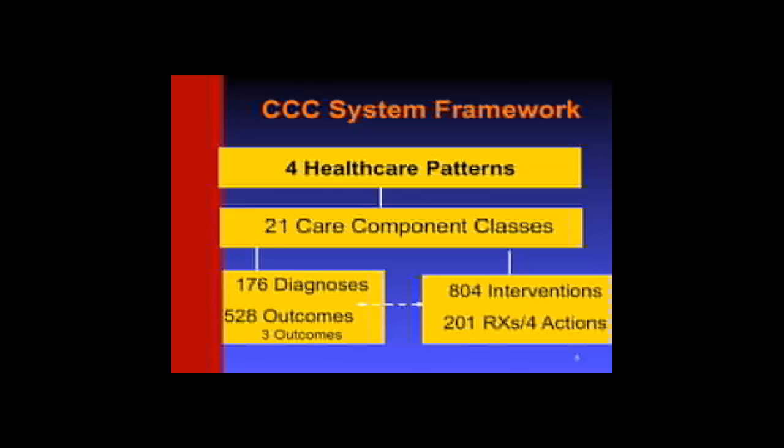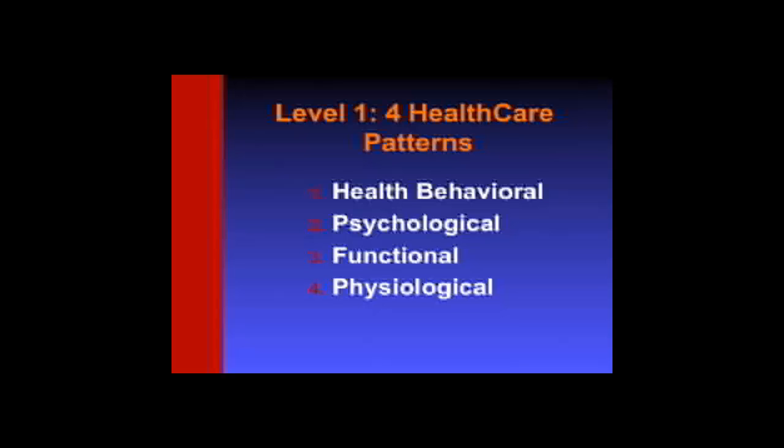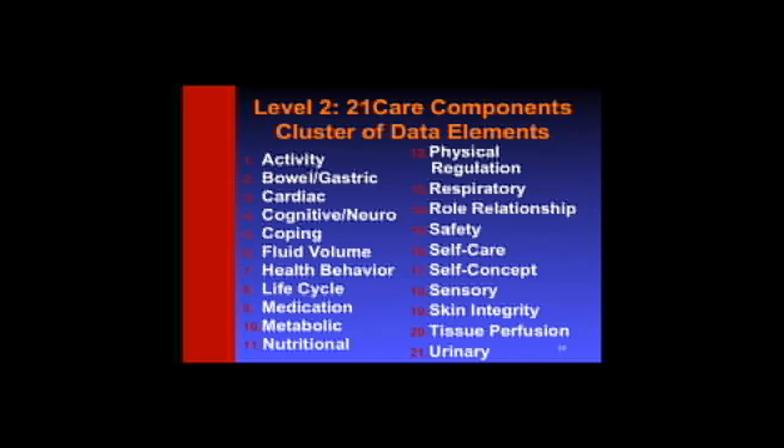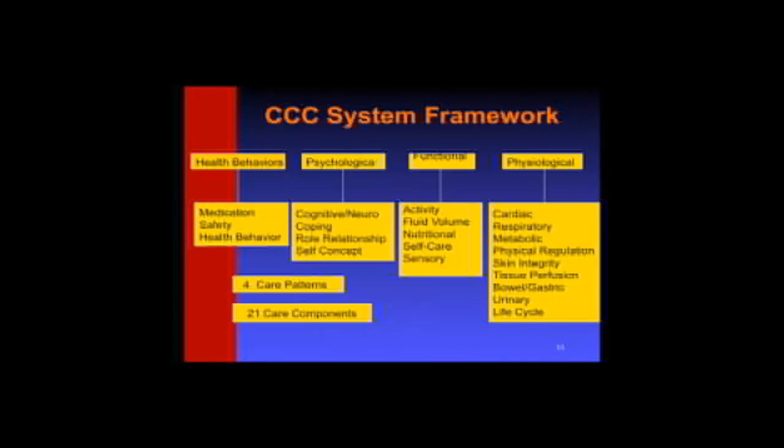The CCC consists of a 4-level framework which allows data to be aggregated upward as well as parsed downward to atomic level concepts. The first level consists of 4 healthcare patterns: health behavioral, psychological, functional, and physiological. The second level consists of 21 care components, which represent a cluster of data elements that depict the 4 healthcare patterns and are used to classify the nursing terminologies. As you can see, each of the care components is categorized by one of the 4 healthcare patterns.